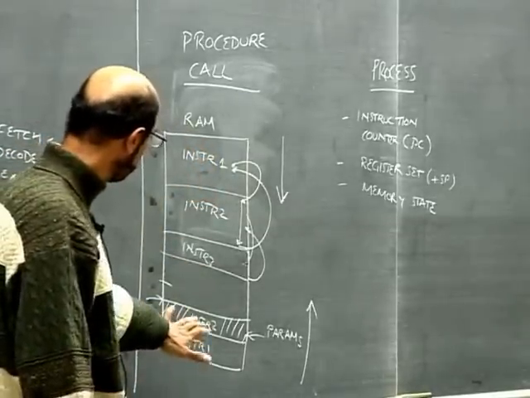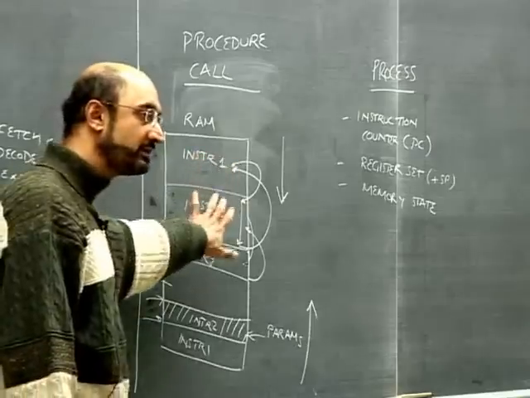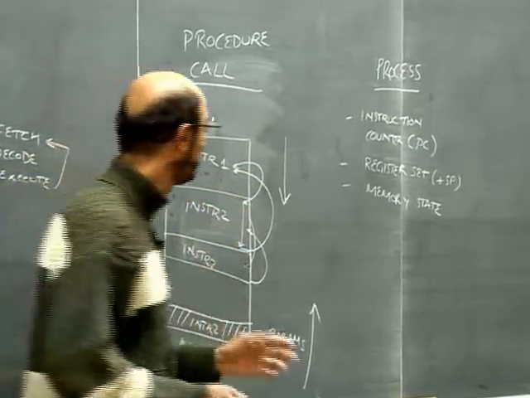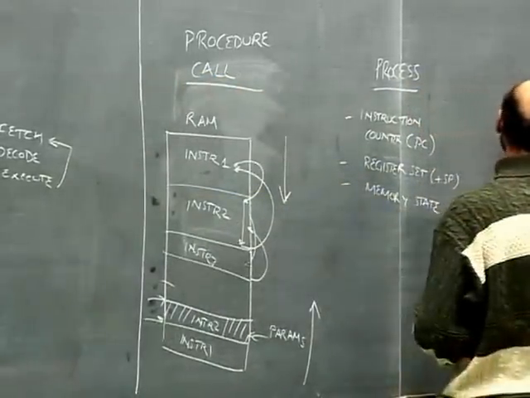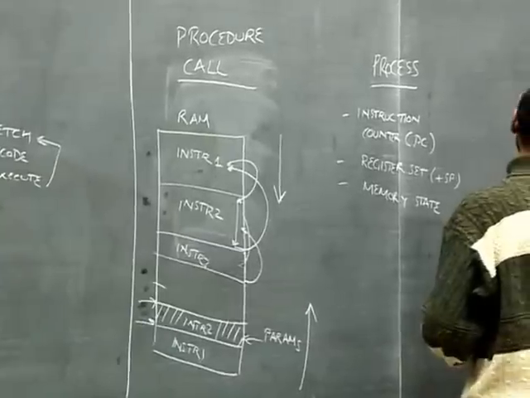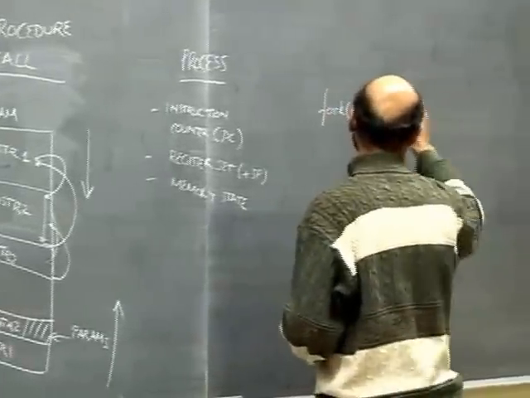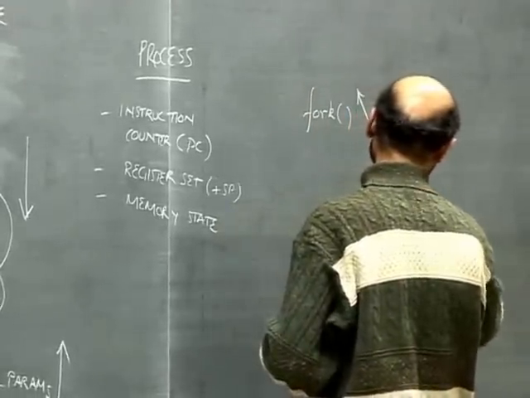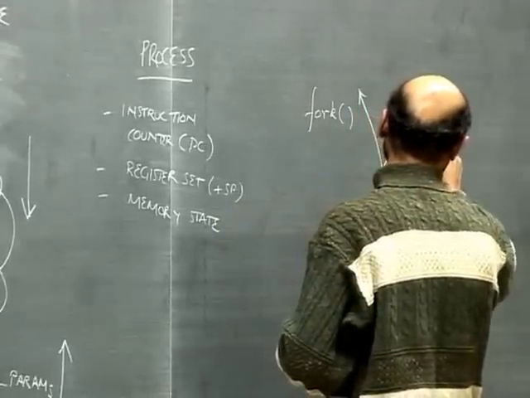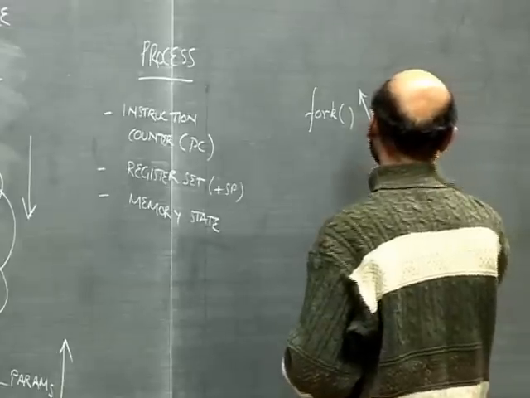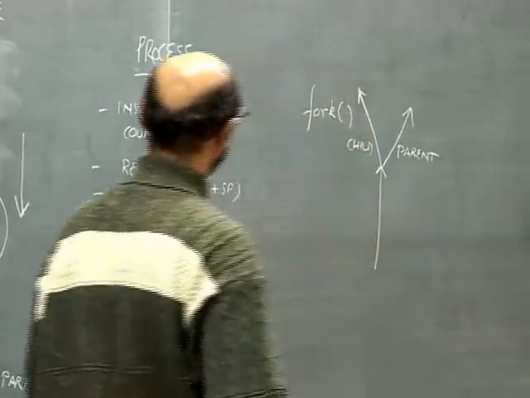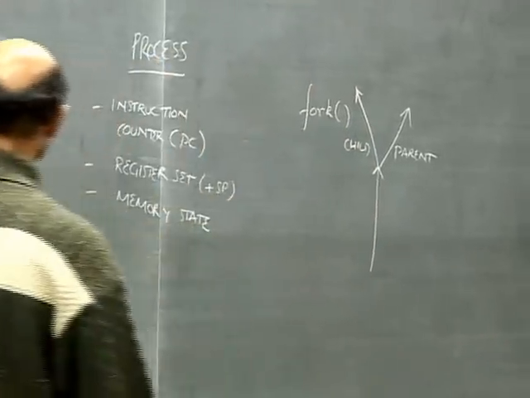Okay, so what we have with the process is a special system called fork. It's like the fork in the road. So you go like this, and you fork in two different ways. One of these is called the parent, just by convention, and the other one is called the child.